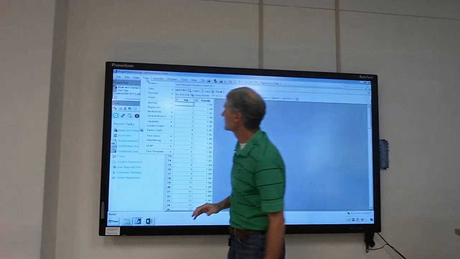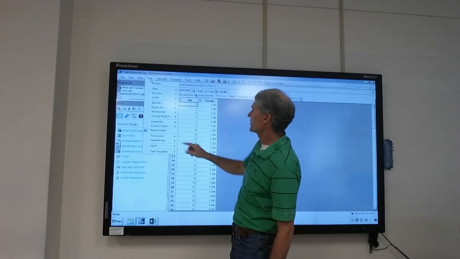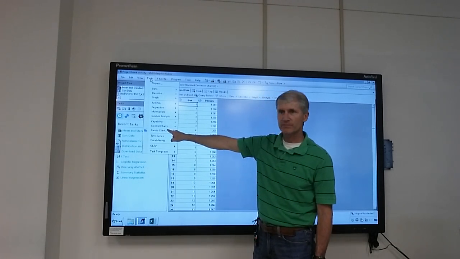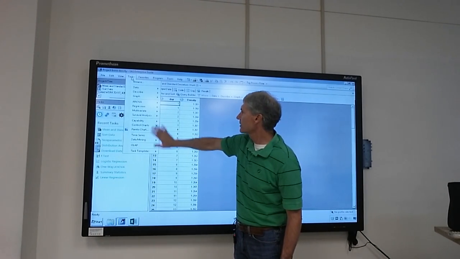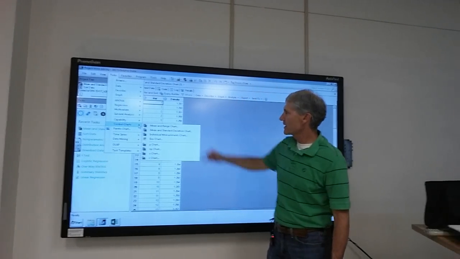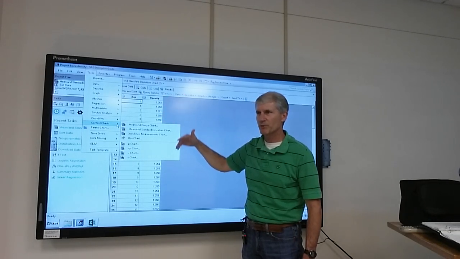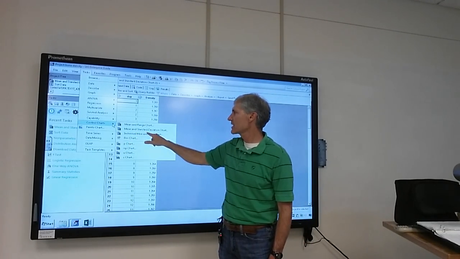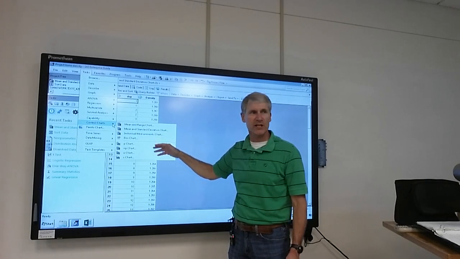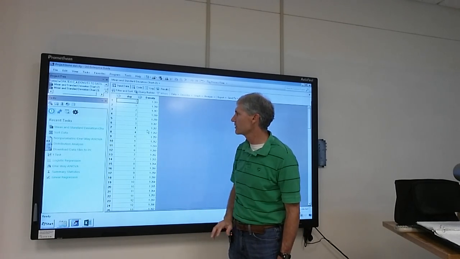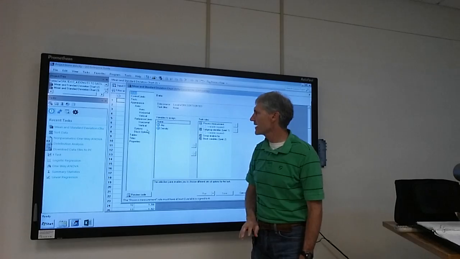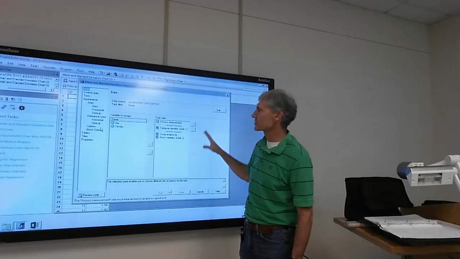Click tasks. Then down here it says control charts. So click on control charts. And then this is mean and range chart. Remember we talked about that and said, that's kind of old-fashioned. Most people won't do that. Mean and standard deviation chart. That's S for standard deviation. So that's the one that we've been doing. So I'll click on that, and then up pops this screen.